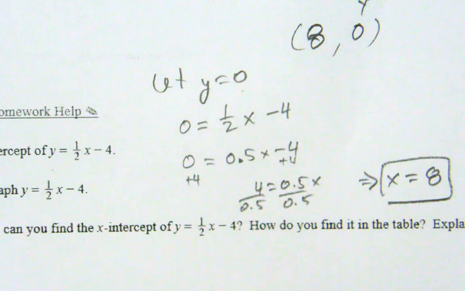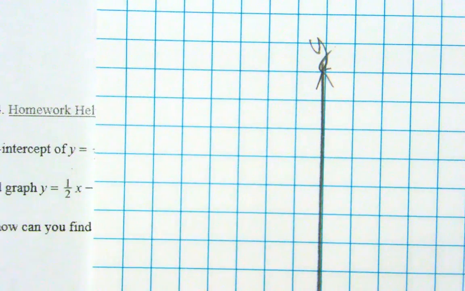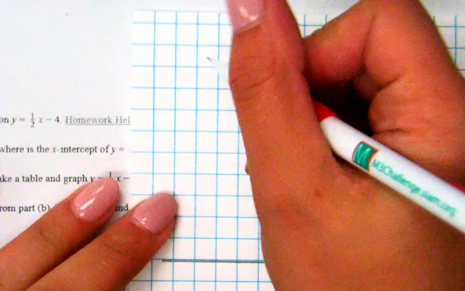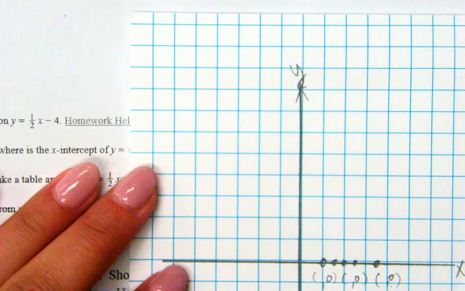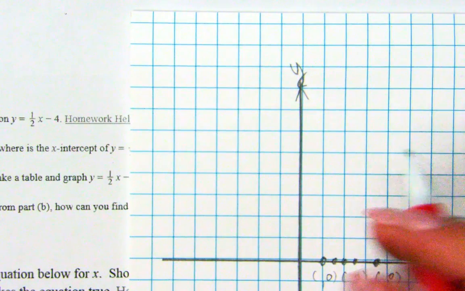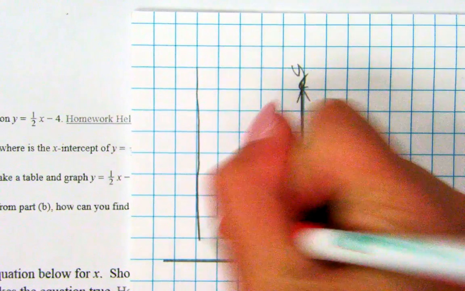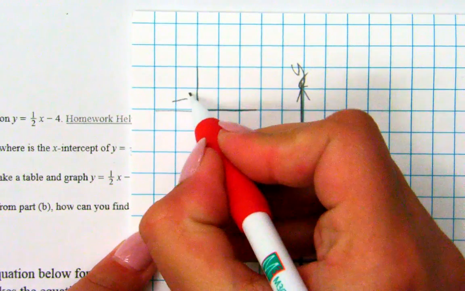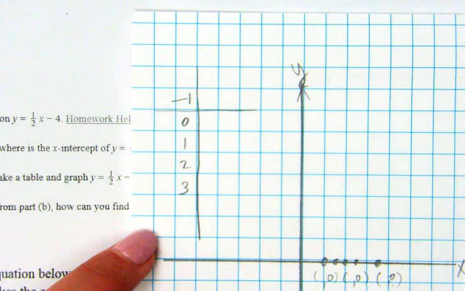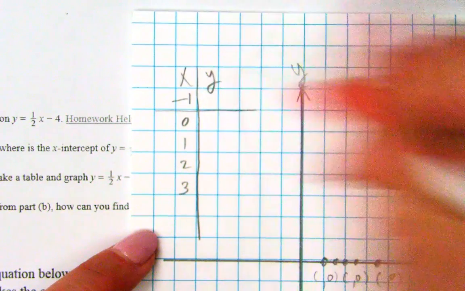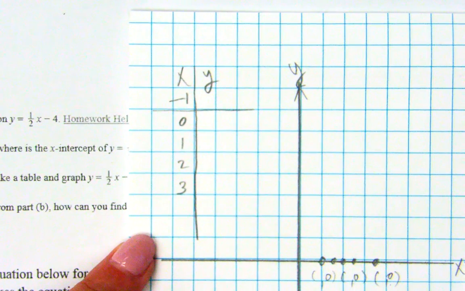Now it says, on graph paper, make a table and then actually graph it. For a table, you can do it either way you want. You can make a table going horizontally, or vertically. In either case, I would recommend starting with -1, 0, 1, 2, and 3, and that should give you a pretty good idea of what your points will look like.